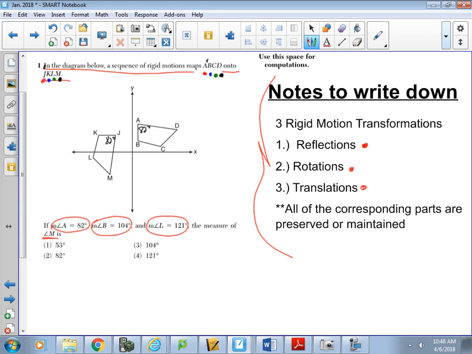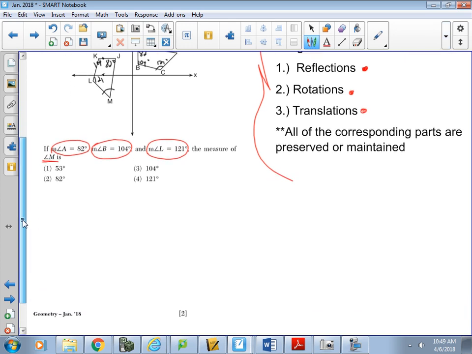Then it says that angle B is 104. So if angle B is 104, that means angle K is 104. So I can put that here. And then I know that angle L is 121. Well, if angle L is 121, then angle C is also 121. Now they're asking for angle M. Well, that's going to be this last angle. We have a four-sided figure here. And here's another note I want you to write.